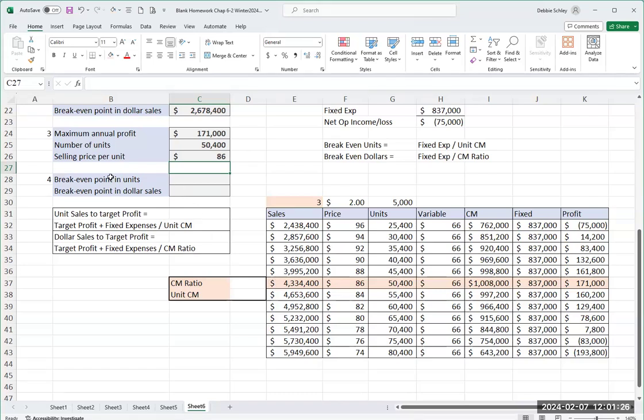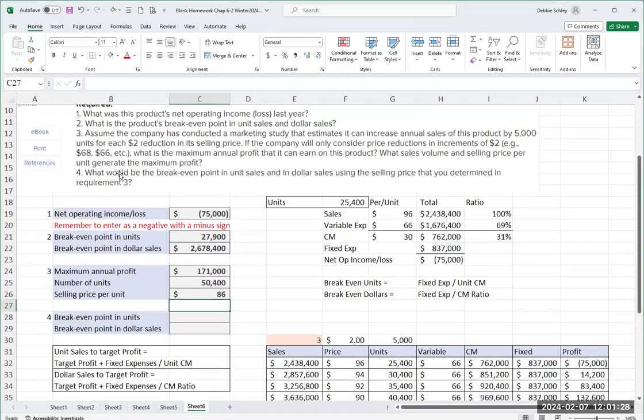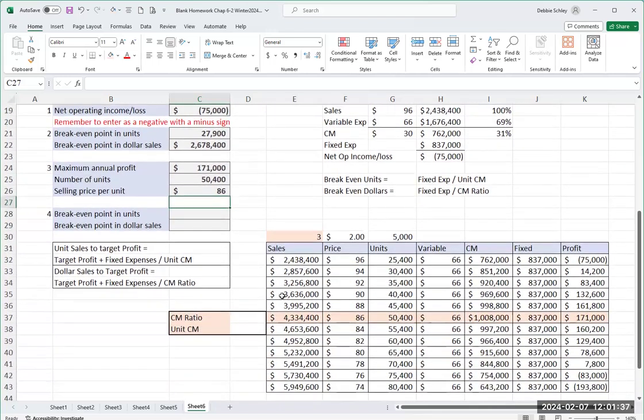Okay, so now in required, let me just read it. They just want to know the break-even point in unit sales and in dollar sales using this new selling price we just determined. So I need to know my contribution margin ratio and I need to know my per unit contribution margin. So real easy, I'm just going to do my ratio with my selling price per unit. Oh, wait, first I'm going to figure out my unit contribution margin.